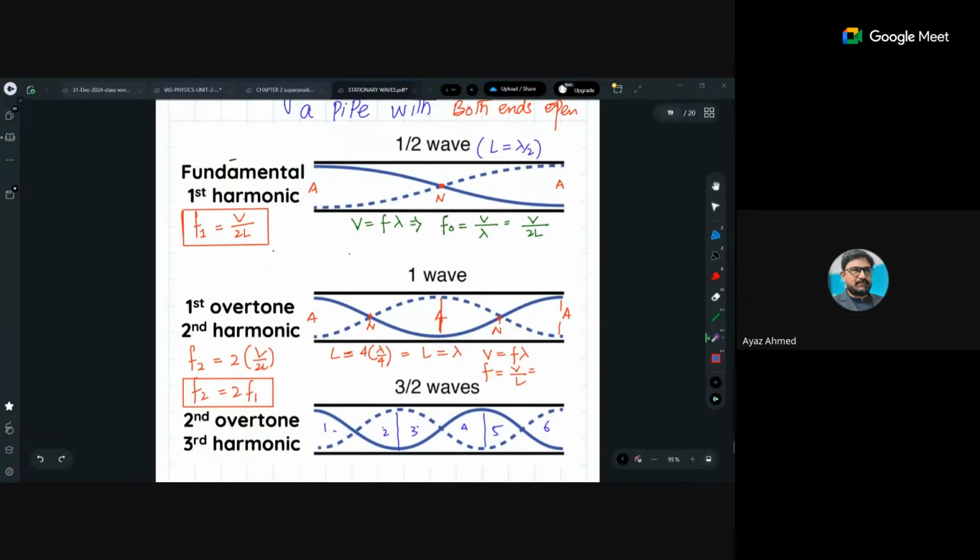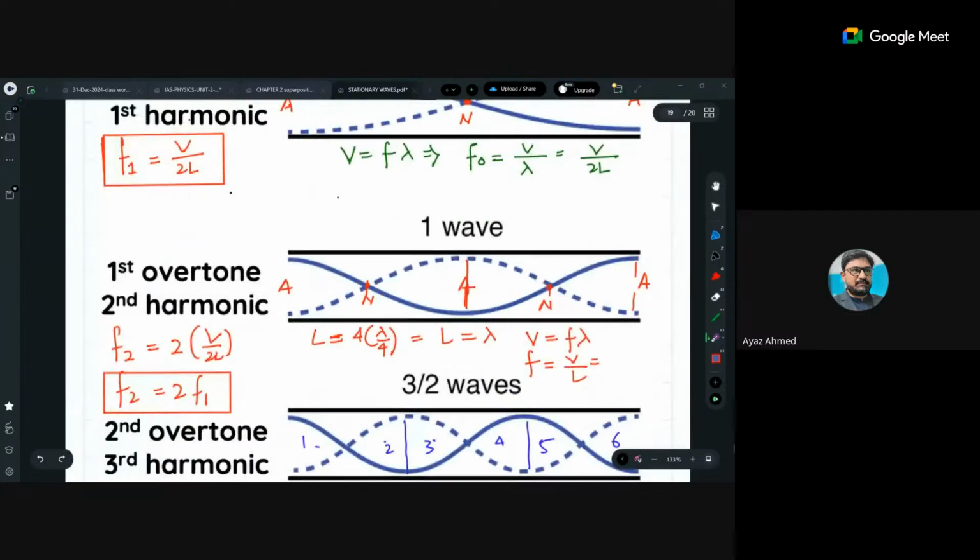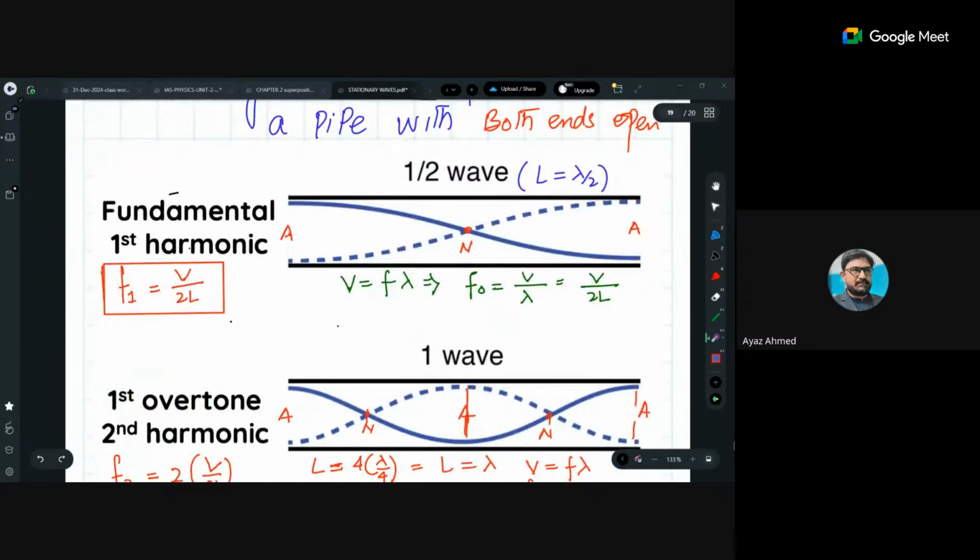The science of this is that the length is lambda by 4 here, lambda by 4 here, and lambda by 4 here. So how much is that? That is total lambda by 2. So this length is equal to lambda by 2. It means it has the same maths as F1 is equal to V by 2L. So this is the fundamental frequency.